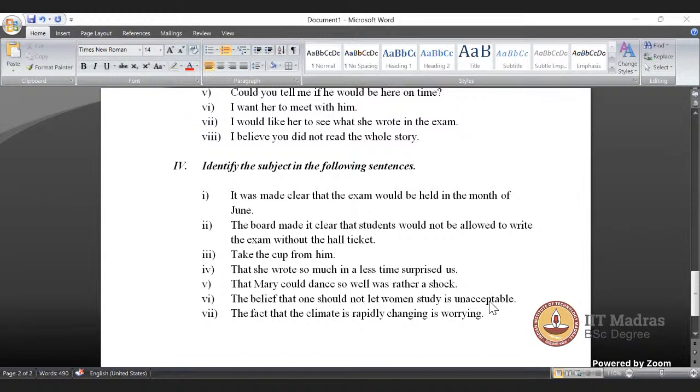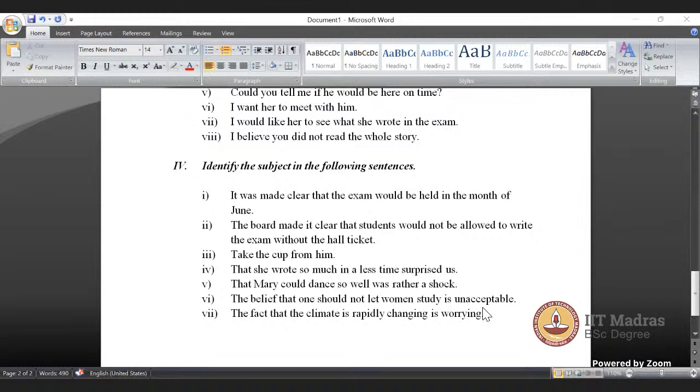Now the sixth one, the belief that one should not let women study is unacceptable. What's your subject? Both of them work the same way, the sixth and the seventh one. The belief that one should not let women study is unacceptable. The fact that the climate is rapidly changing is worrying. Okay. This is a different kind of sentence.